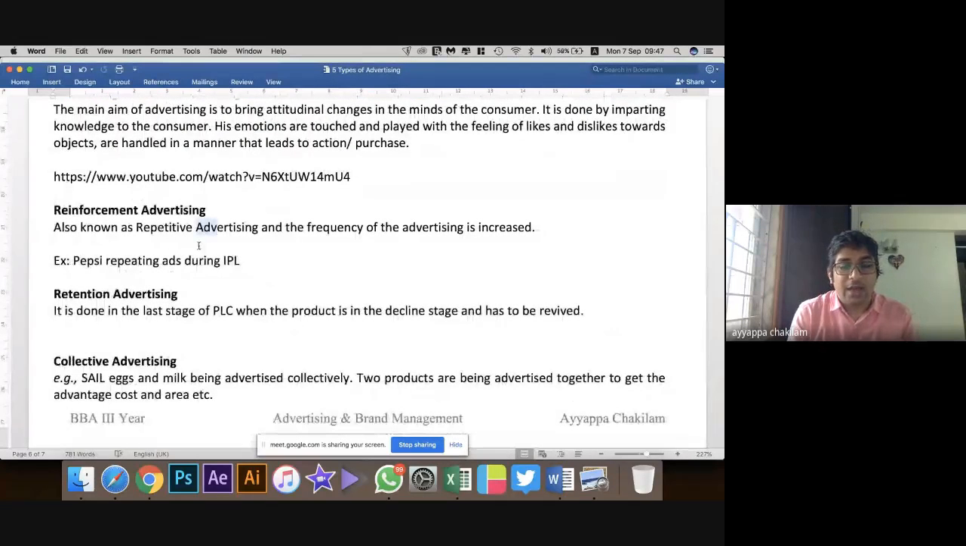Reinforcement advertising: repetitive advertising, where the frequency of the advertising is increased. Pepsi repeating ads during the IPL. So with reinforcement, you keep on repeating the advertisement again and again, so that the consumer is not forgetting about your brand at all.